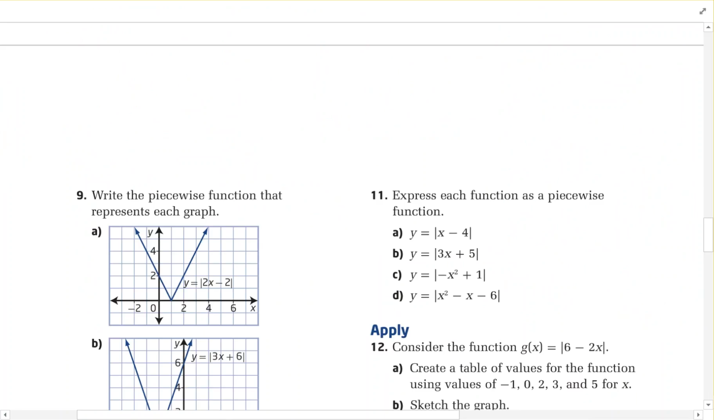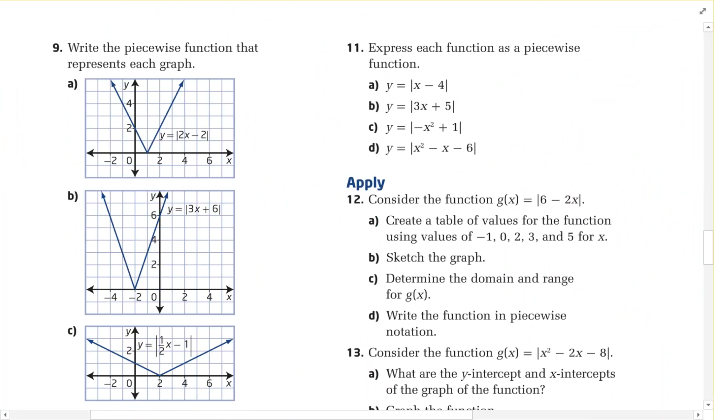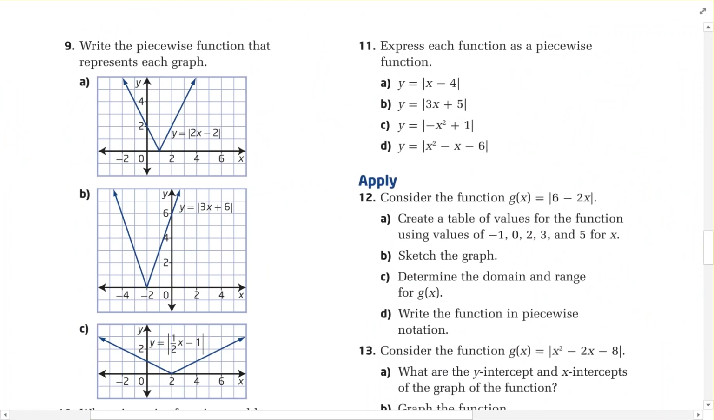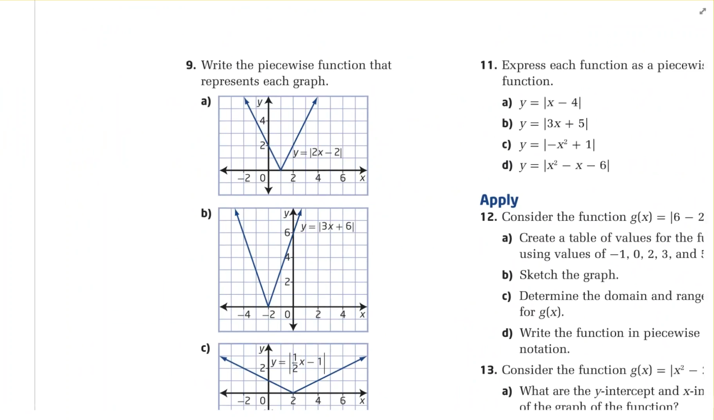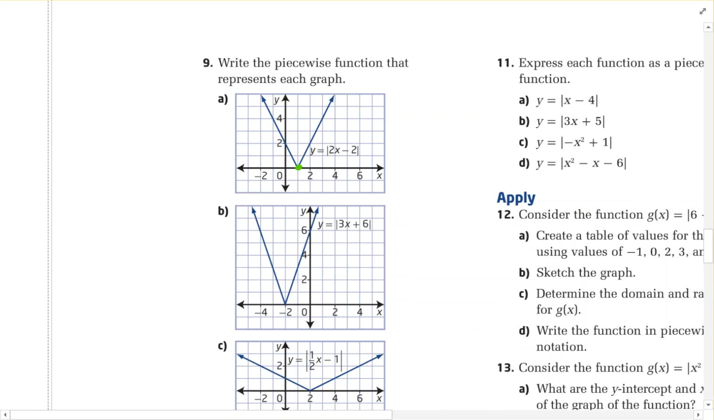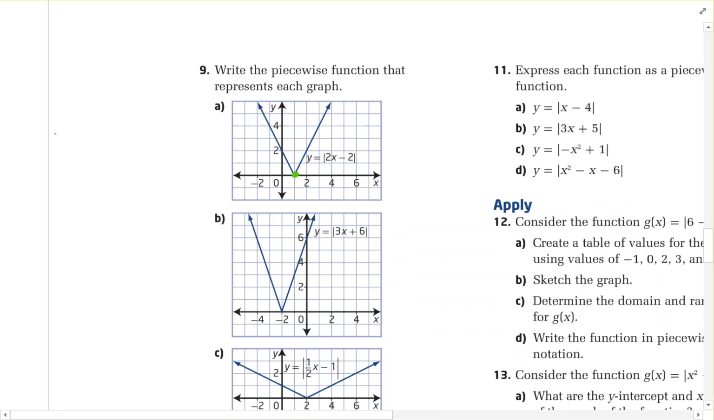All right, moving on. Write the piecewise function that represents each graph. So the easiest way to look at these graphs is we can see that our invariant point, like where it flips, is when x is equal to 1. That's also our x-intercept.